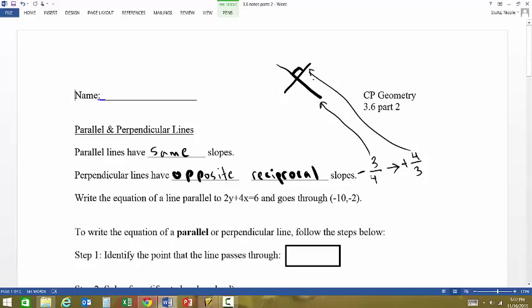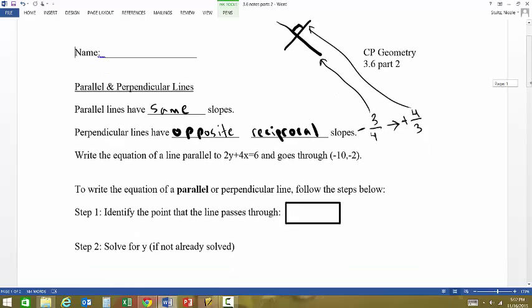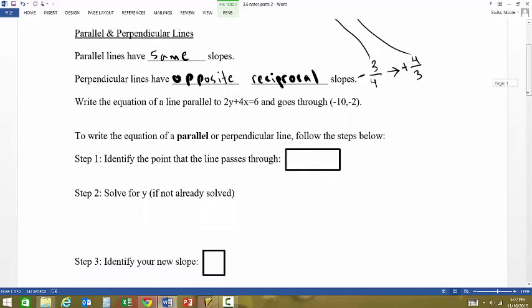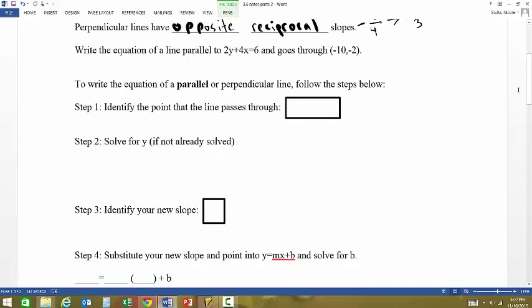So what I'd like to do is walk you through two examples, one dealing with a parallel line and one dealing with a perpendicular line. And what I've done is I've tried to break it down into steps because there are a lot of steps to solving these. Nothing really too lengthy or complicated. You just want to make sure that you're keeping your work organized.